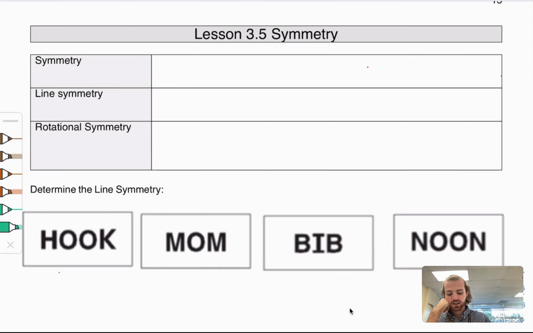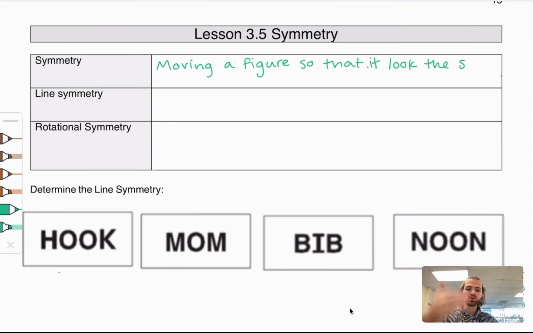What is symmetry? When we talk about symmetry, we are talking about moving a figure so that it looks the same. This isn't a perfect definition, but as we work through, we'll fill in those gaps and see more what I'm talking about. There are two types of symmetry that we're talking about in this class today. The first being line symmetry, the second being rotational symmetry.